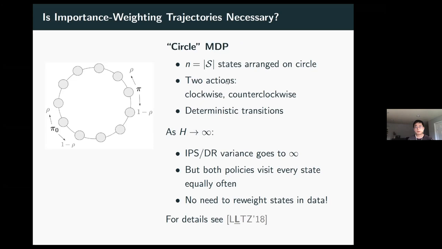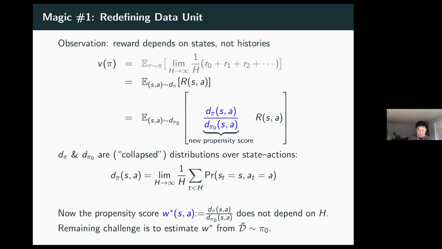So it means that in some cases, the naive IPS way can be very inefficient, where the variance can blow up exponentially or even go to infinity, but actually all we need to do is just use the weight one. And this inspires some way to avoid the curse of horizon. Let me call it two magics to break the curse.